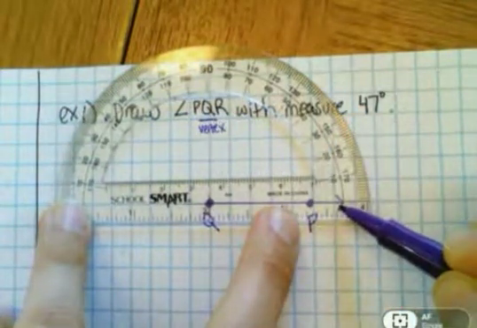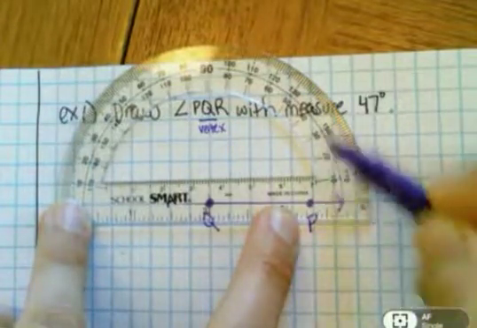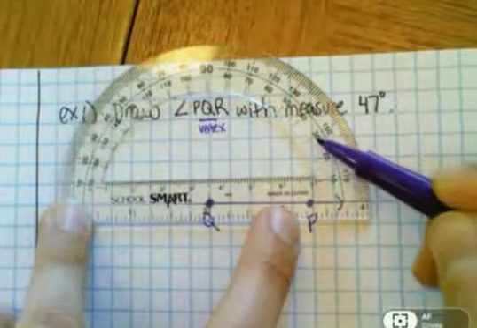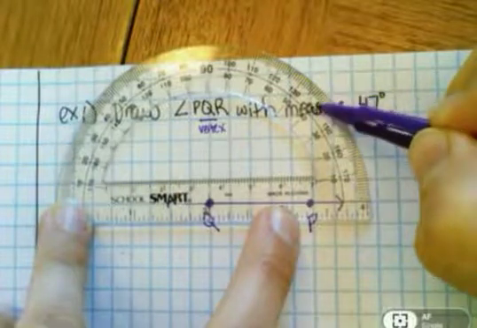If I'm counting up, I'm obviously going to start at 10, 20, 30. I'm not going to start at 170, 160. I'm counting up from 0. So we go 0, 10, 20, 30, 40. Here's the 40. And then each little mark is 1 degree.